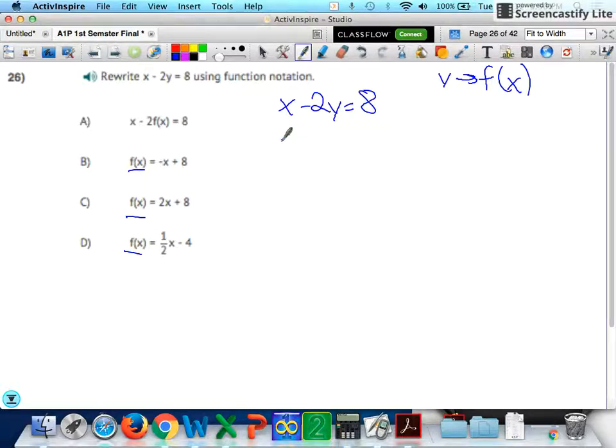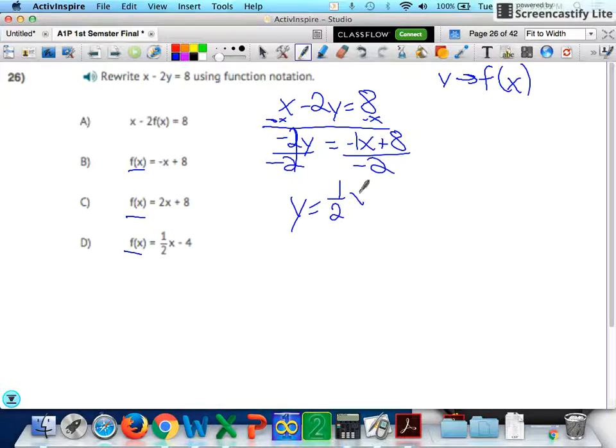So I go ahead and solve first. So I've got negative 2y. I subtract x from both sides. I get negative 2y equals negative x plus 8. Divide by negative 2 and divide by negative 2. That negative 2 goes to both pieces. This would be a negative 1 in front of here. So negative 1 and negative 2 becomes a positive 1/2 x minus 4.